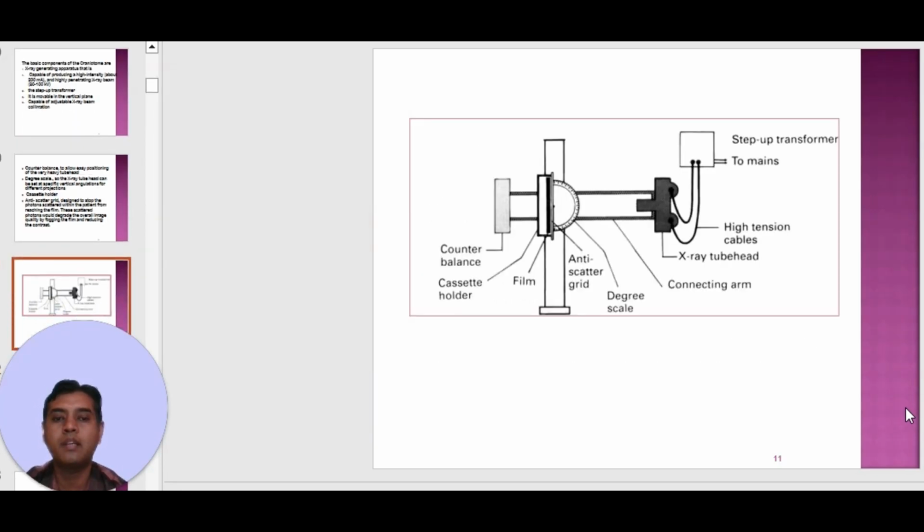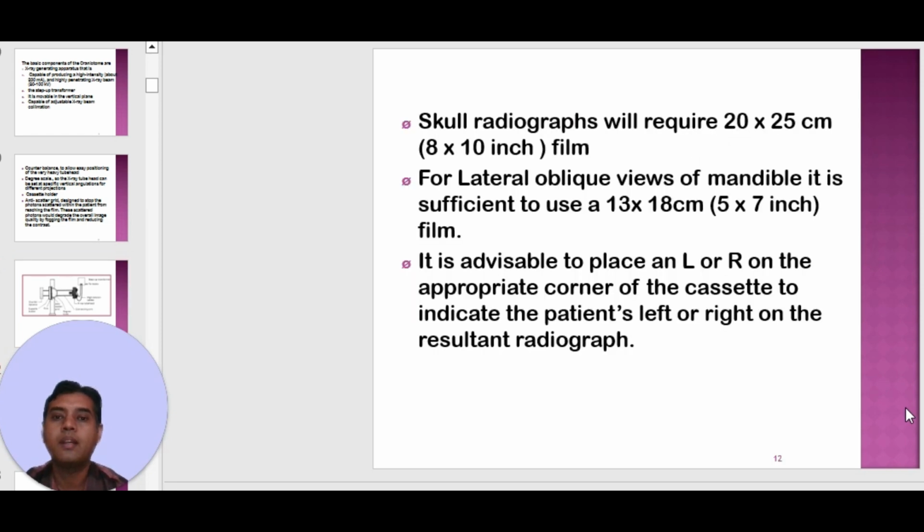And this is the diagrammatic representation of the extraoral radiographic unit. Skull radiographs require 20 by 25 cm or 8 by 10 inch film. For a lateral oblique view of the mandible, it is sufficient to use 13 by 18 cm or 5 by 7 inch film. It is also advisable to place L or R on the appropriate corner of the cassette to indicate the patient's left or right on the resulting radiograph.